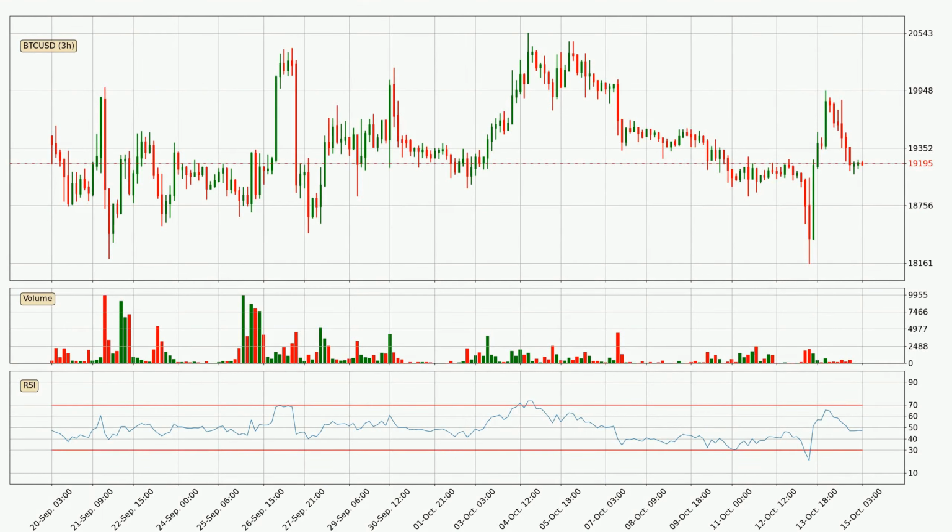Moving to the 3-hourly relative strength index, the current 3-hourly RSI is at 47, so there are currently no signs of the crypto being overbought or oversold.